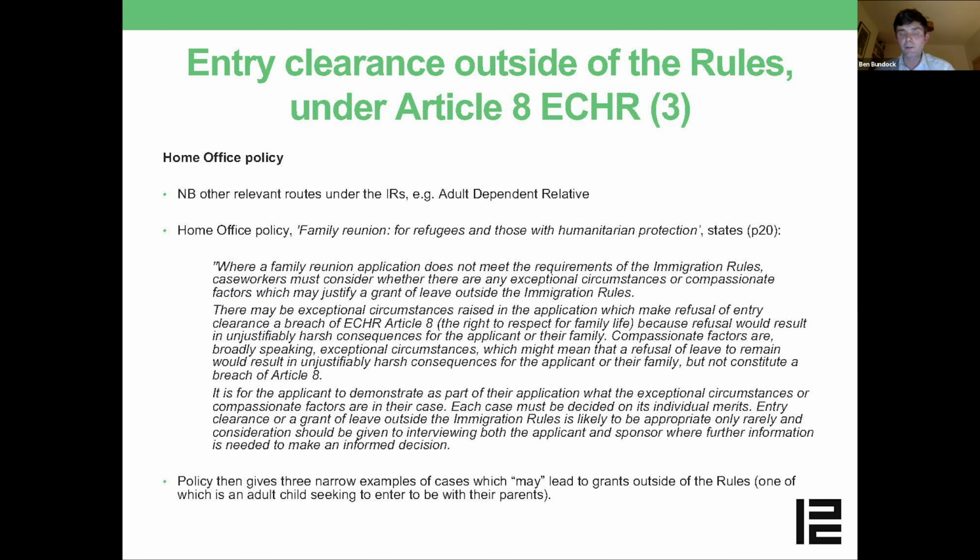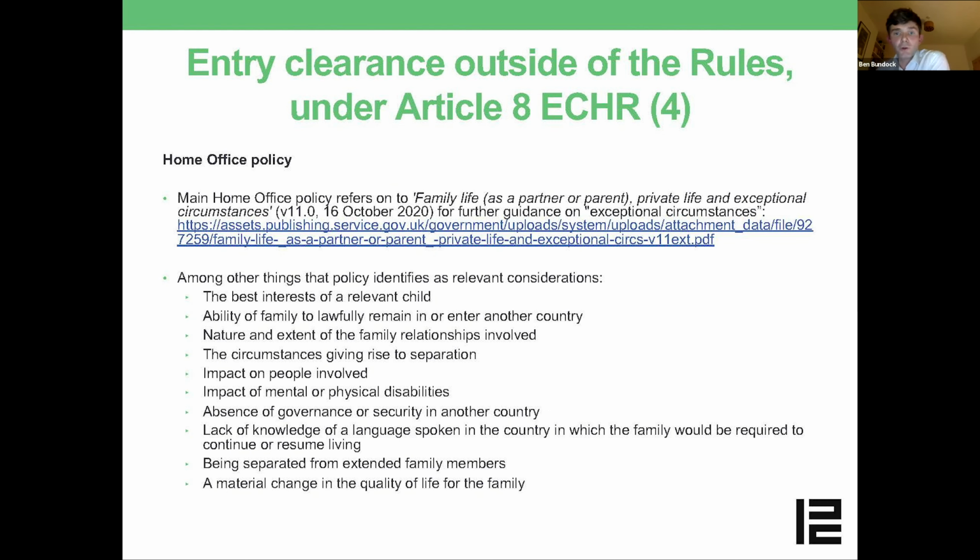Then the Secretary of State's, the Home Office's policy on so-called exceptional circumstances, what they call breach of Article 8. There are some narrow examples given in that policy of cases that may lead to grants outside of the rules, worth having a look at. One of them is an adult child who's seeking leave to enter to be with their parents here. The main policy refers on to a more specific policy about exceptional circumstances. And that policy identifies a sort of checklist of considerations that may also be useful as a starting point if you're developing one of these applications.